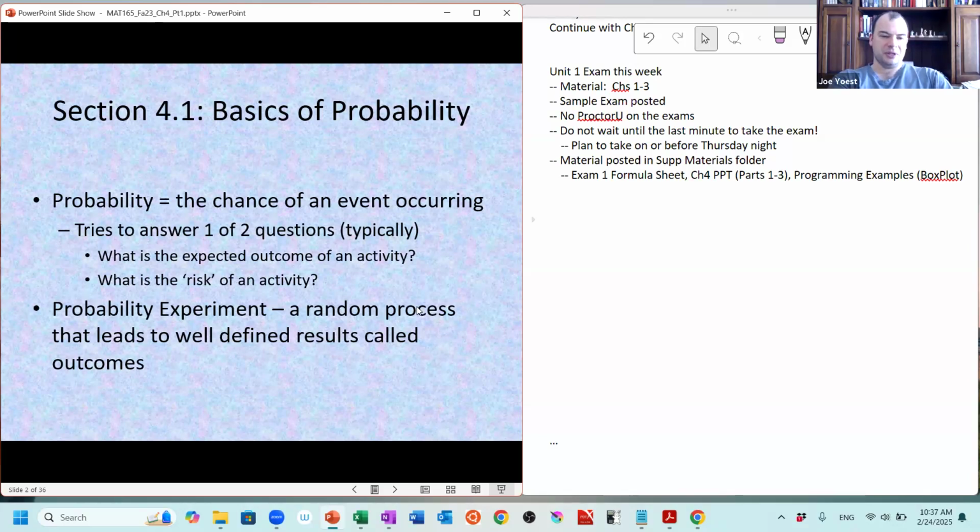We have probability experiments, a random process that leads to well-defined results called outcomes. Again, I could harp on random for quite a while, but the way that we're thinking of random is really something that's chaotic, a system that's chaotic, where it's not easy for me to predict the result based on the inputs.